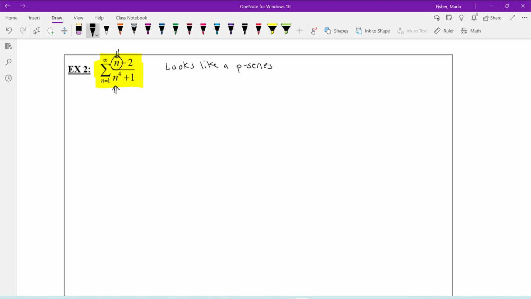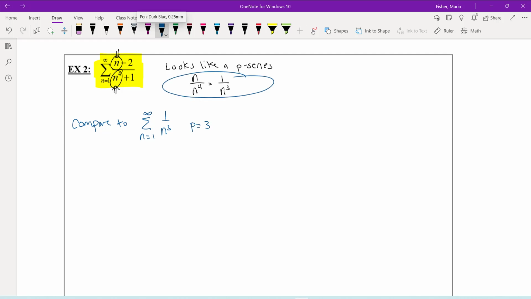Leading term in the numerator is n. Leading term in the denominator is n to the fourth. If I were to reduce that, that's a 1 over n cubed. That means I'm going to compare it to the p-series, the sum from n equal 1 to infinity of 1 over n cubed. Well, here p is equal to 3. 3 is a number that's greater than 1, therefore I know that we will converge.